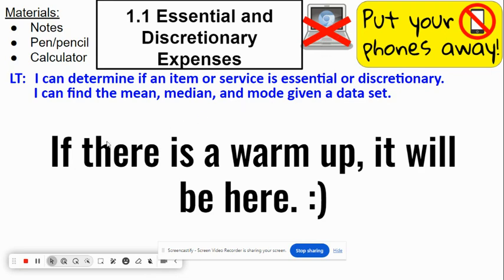Underneath here, it says if there is a warm-up, it will be here. I didn't give you a warm-up today because there are so many things we need to go through, as it being the first video. Next lesson, we'll have a warm-up right here. The warm-ups we'll actually do in class, but you should already have your notes completed.